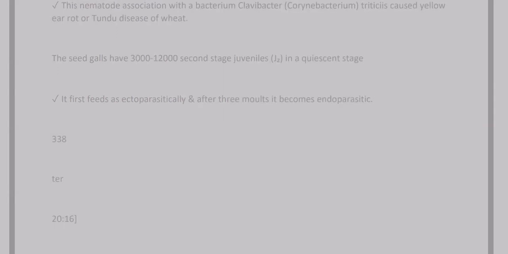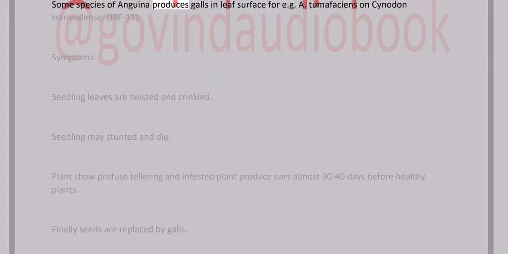This nematode in association with the bacterium Clavibacter (Corynebacterium) tritici causes yellow ear rot or Tundu disease of wheat. The seed galls have 3,000 to 12,000 second stage juveniles (J2) in a quiescent stage. It first feeds ectoparasitically, and after 3 molts it becomes endoparasitic. Some species of Anguina produce galls on the leaf surface, for example A. tumefaciens on Cynodon transvalensis.